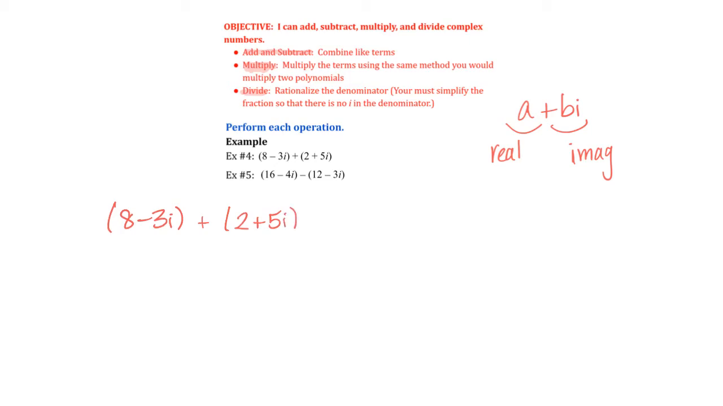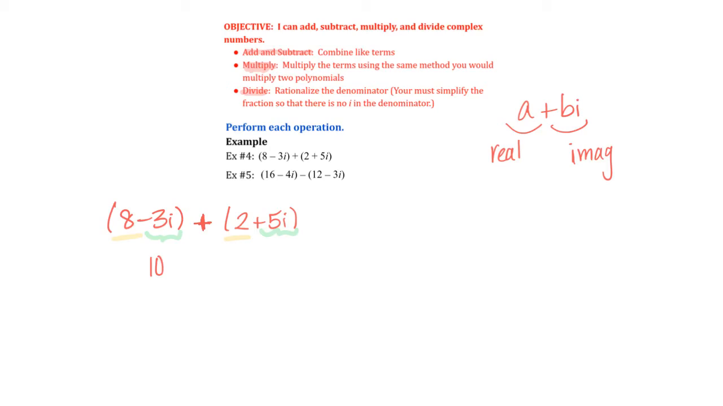So I'm going to identify my real components. My real components here, I have the 8 and I have the 2. So I'm going to add those. 8 plus 2 gives me 10. And then I have my imaginary components, this negative 3i and this 5i. And again, I'm adding because this is an addition operation. You're adding these two complex numbers.